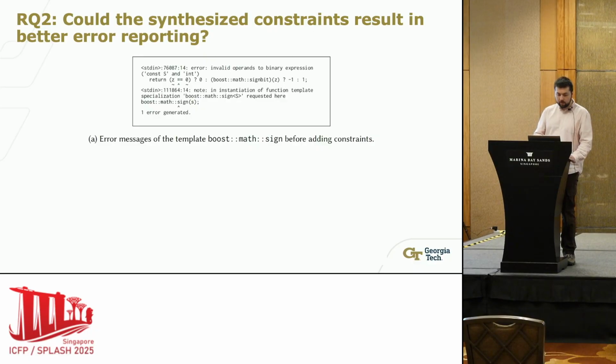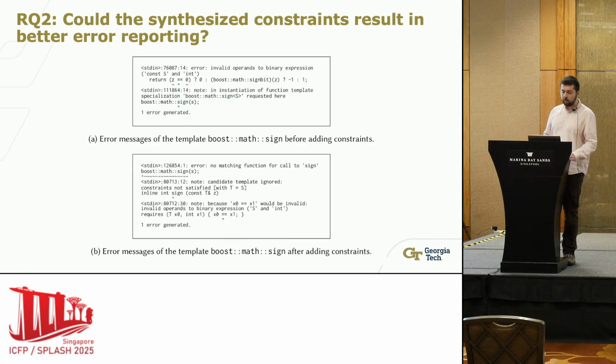And here again, we have this invalid operands to a binary expression error that goes on for several lines and isn't very helpful for users who might want to understand what the problem is and how to fix it. After we synthesize constraints on the types, we see a much more useful error message that says the constraints weren't satisfied. From that, a user can go back, look at the constraint set, determine what was wrong, and try to fix it much faster than they could before the type constraints were synthesized.